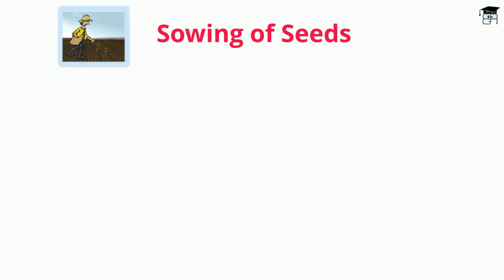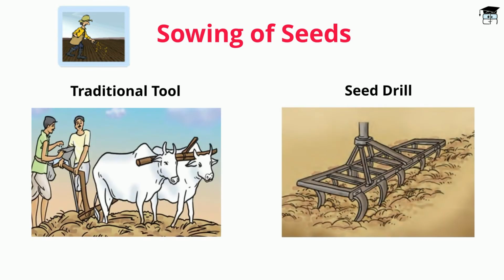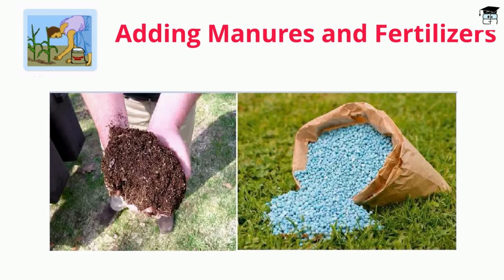The next agricultural practice was sowing of seeds. We learned about the two tools used for sowing the seeds, which were traditional tool and seed drill. The third agricultural practice after sowing seeds was adding manures and fertilizers to the soil. We learned the difference and importance of manures and fertilizers in this topic.